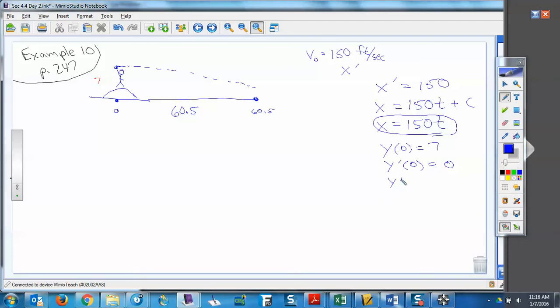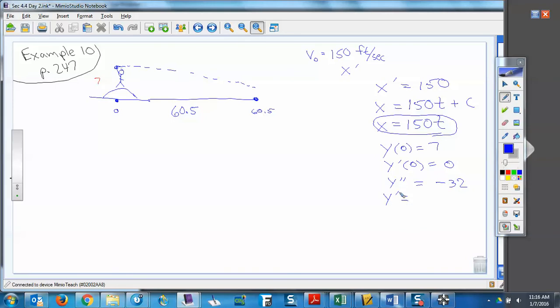So I'm going to go to y double prime. Do we know anything about the vertical acceleration? Yes. Negative 9.8, but we're going to use feet here, so it's negative 32 feet per second squared. We know y double prime is negative 32 because the vertical acceleration is gravity. So from y double prime, we should be able to build y prime. You're not going to have to do this on the next quiz, by the way.